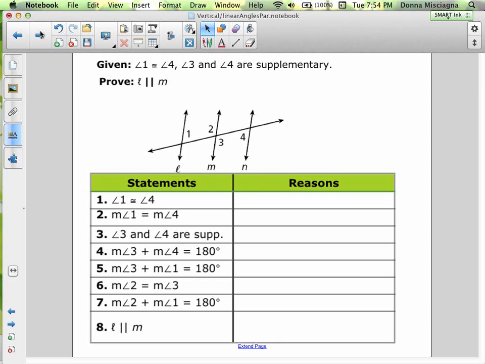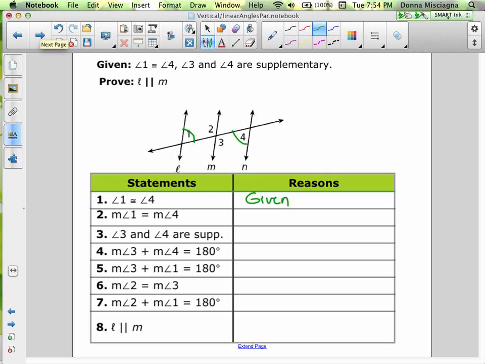It always makes sense to start with something you know, and that something you always know is things that you are given. So we're given angle 1 is congruent to angle 4. That is a given piece of information. Measure of angle 1 equals the measure of angle 4. So let's talk about this proof before we go any farther. We're trying to prove the lines parallel. We're given some information. We're given these angles are congruent.